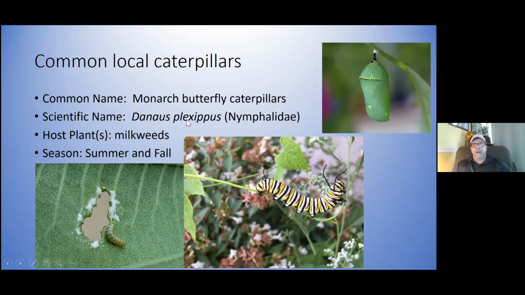Danaus plexippus is the scientific name. It's a nymphalid, and it only is found on milkweeds. So if you want to look for monarchs, you have to look on milkweeds. And we have a bunch of species of native milkweeds around here, including common milkweed and butterfly weed and swamp milkweed and four-leaved milkweed. There's a whole lot of different species. We find them in the summer and fall. I usually see the caterpillars more in the late season around here for whatever reason.